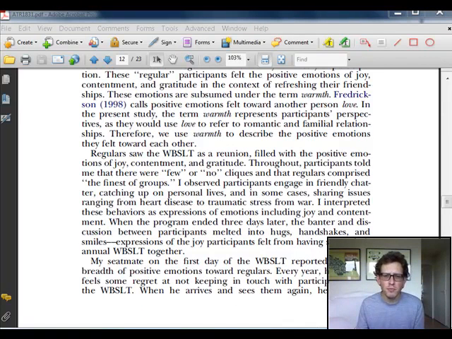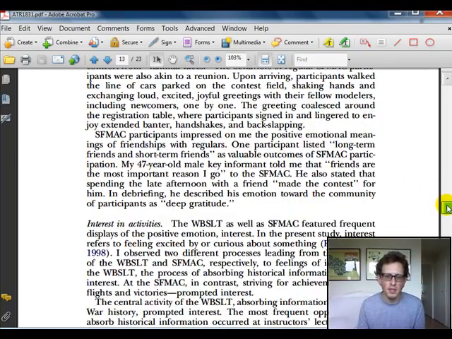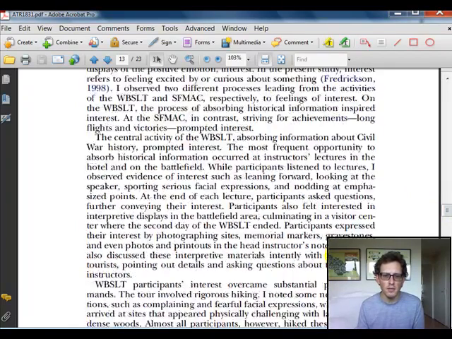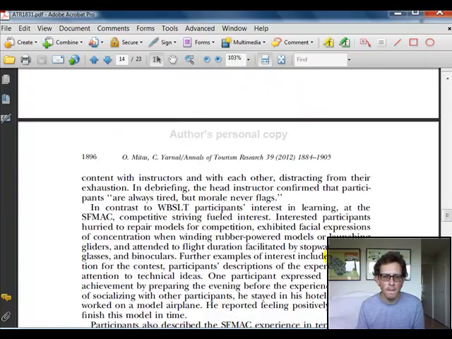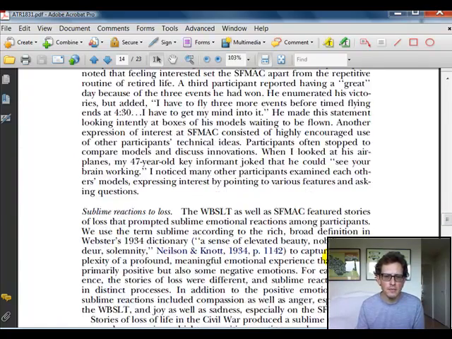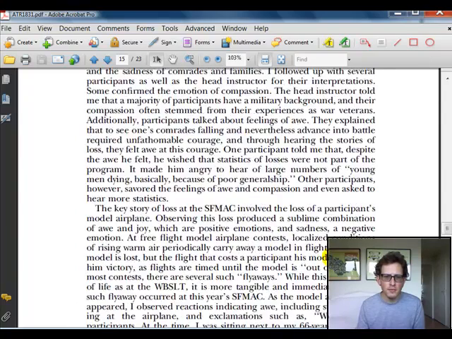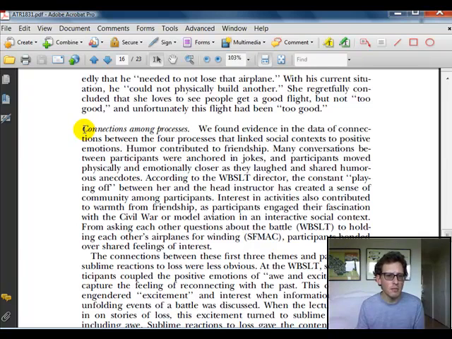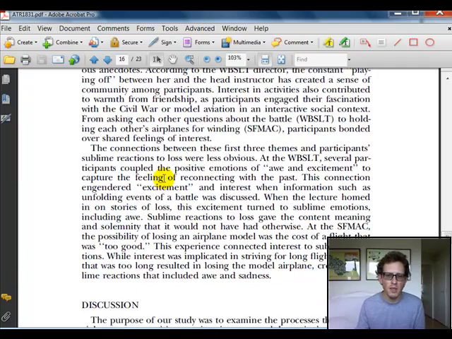So you notice here, no charts, no graphs, no numbers, just a lot of text, a lot of quite detailed description, also quotes, what people said. That's typical of a qualitative research paper. Here's a bit of a summary. So I've gone through the 4 themes: connections among processes.